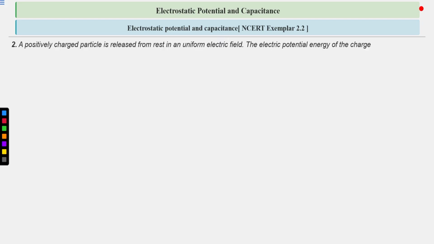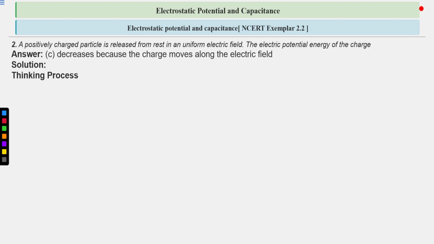So again, same question, and the answer is C. Decreases because the charge moves along the electric field. So electric potential energy will decrease. Okay, solution. So let me see the reason behind it. What is the thinking process for this question?